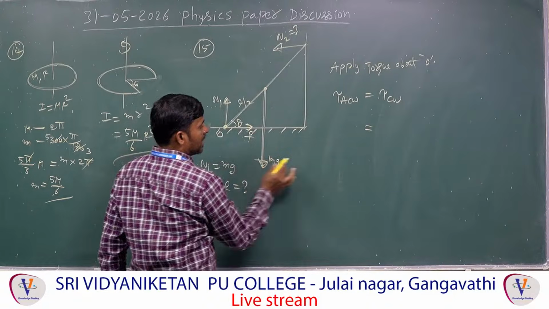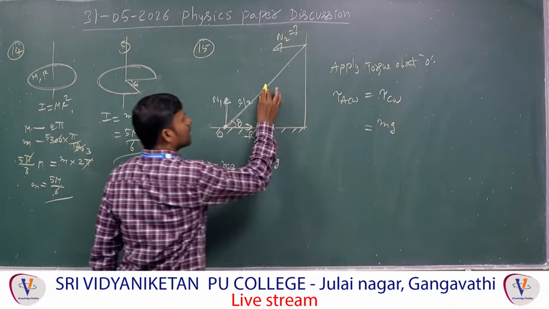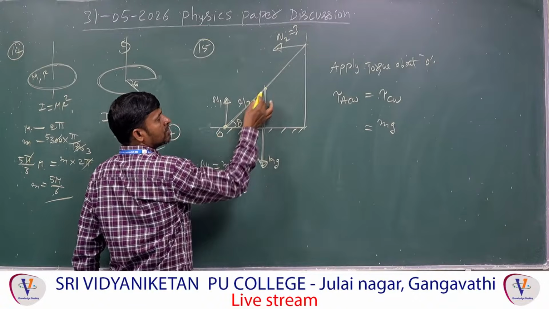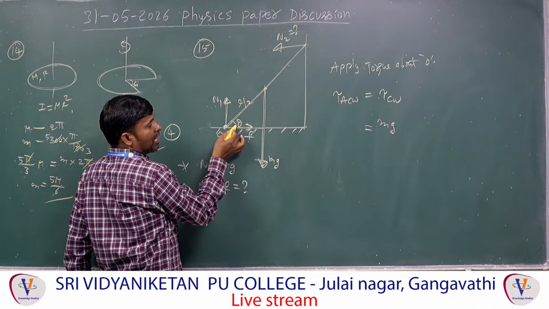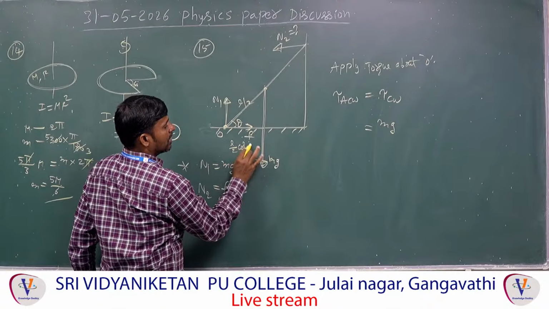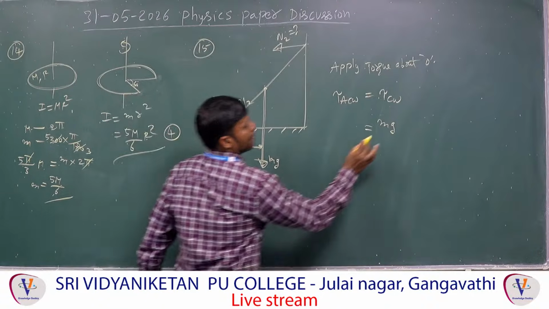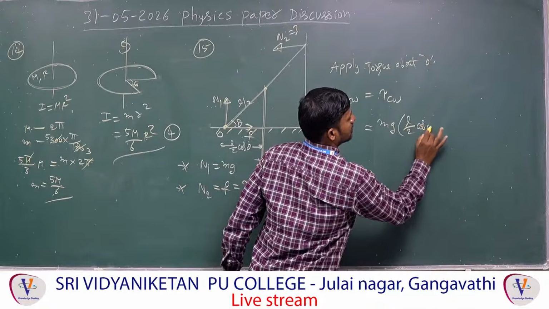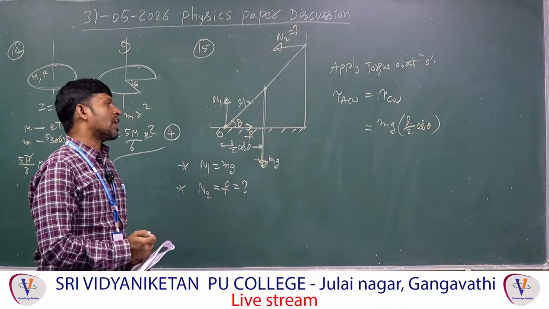Mg is the force. What is the perpendicular distance from the axis? This one is L by 2. Here the angle is theta. What is this value? L by 2 cos theta. So the torque is mg into L by 2 cos theta, anticlockwise.